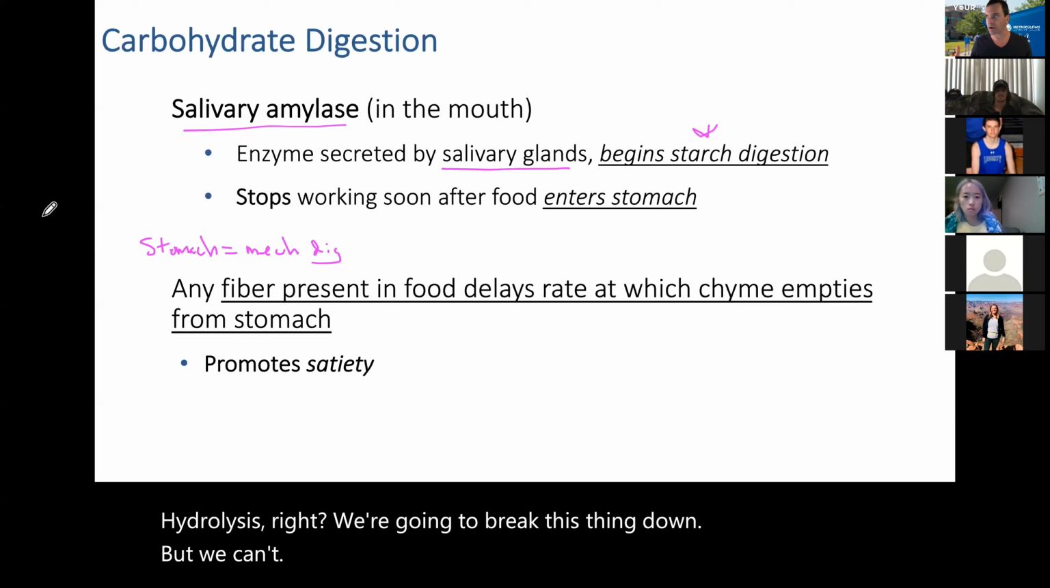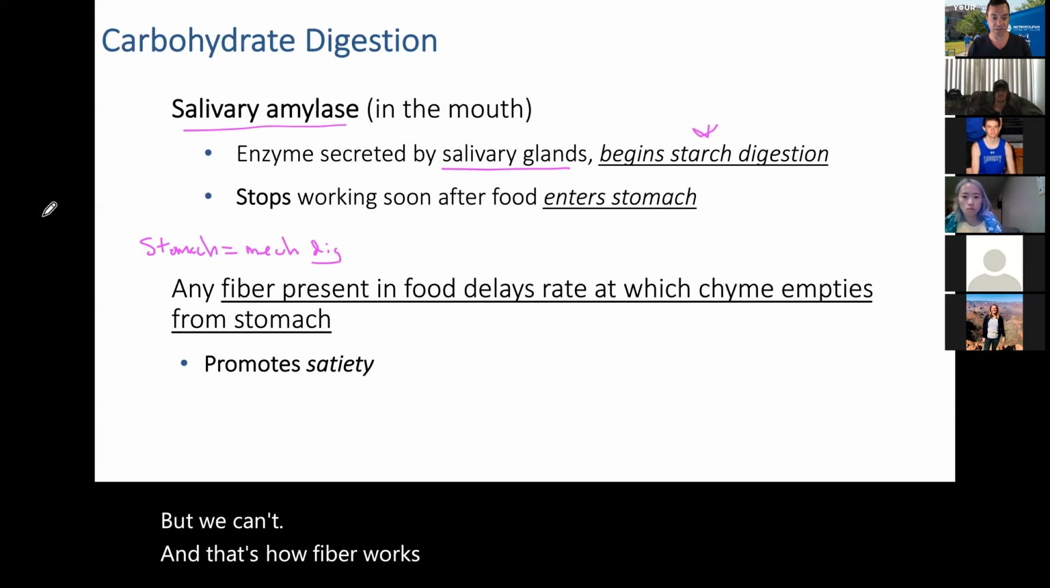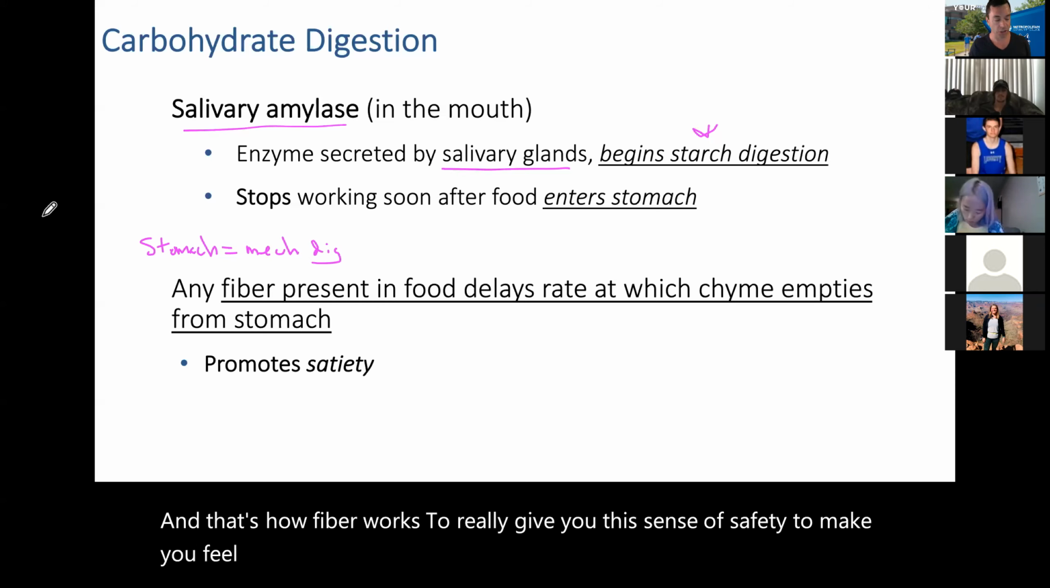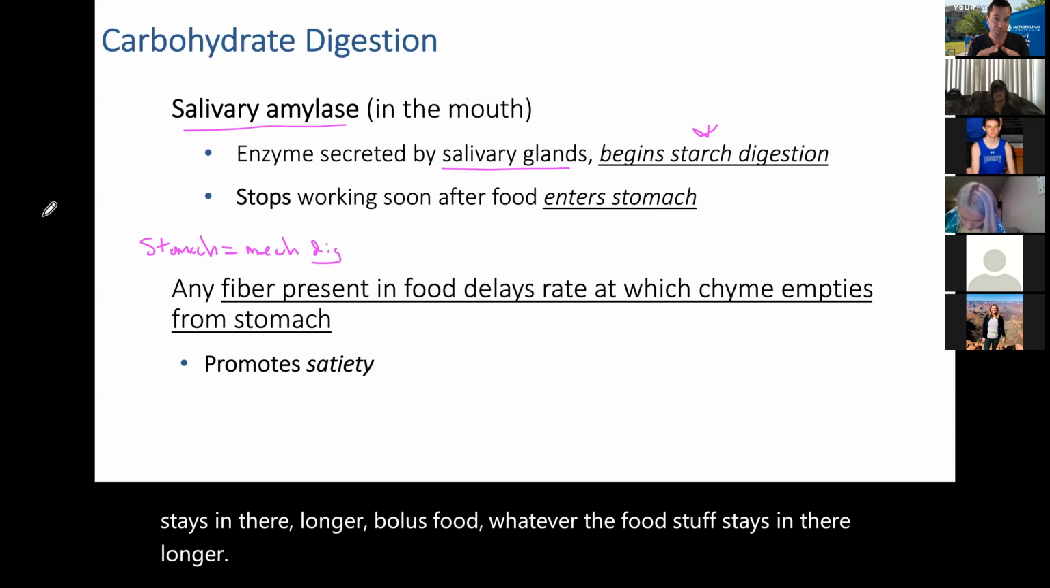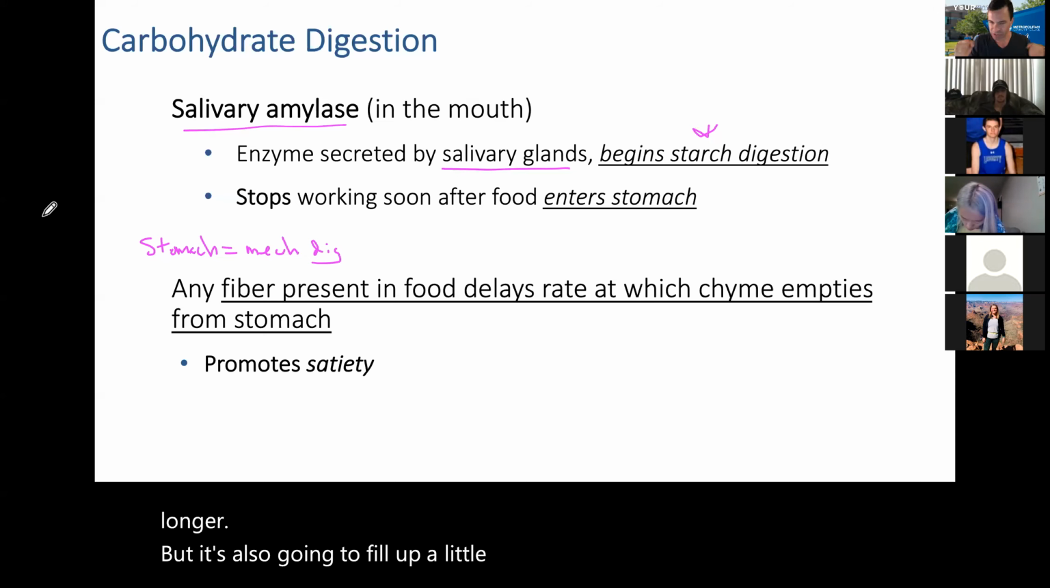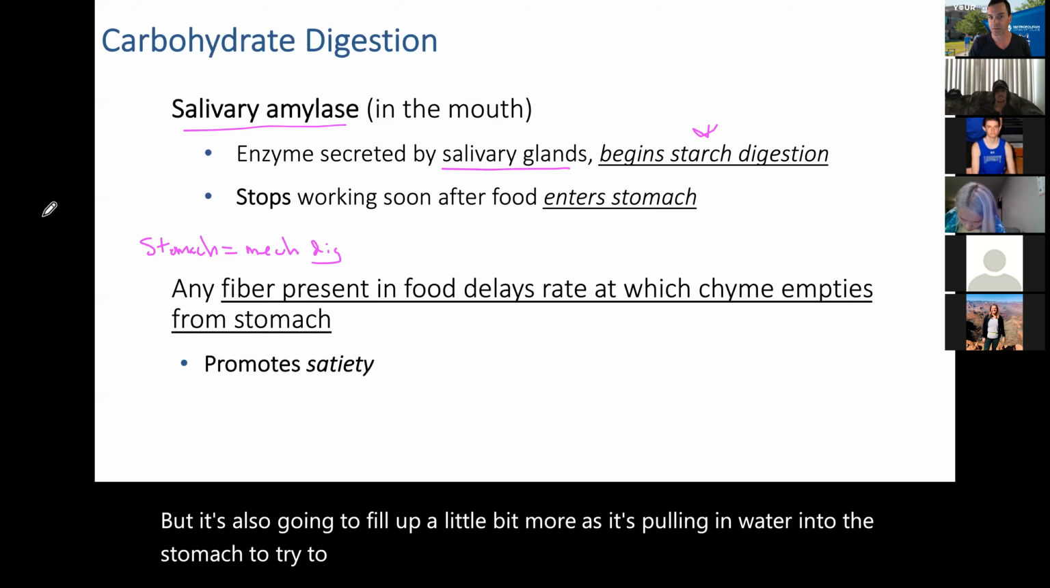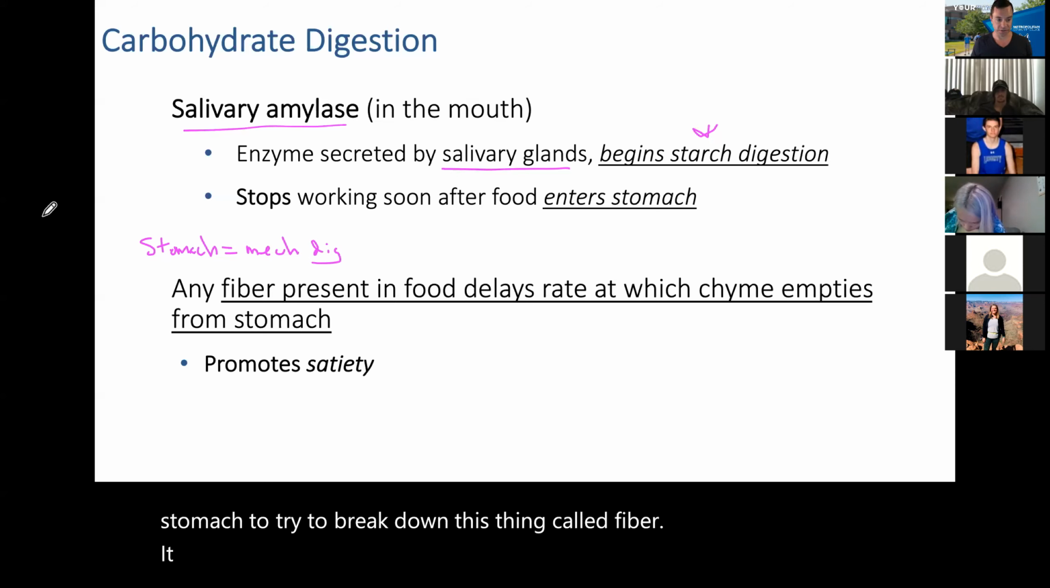And that's how fiber works to really give you this sense of satiety, to make you feel fuller. One, it slows the emptying of the stomach, so food stays in there longer. But it's also going to fill up a little bit more as it's pulling in water into the stomach to try to break down this thing called fiber. It can't, right? So two reasons, okay?